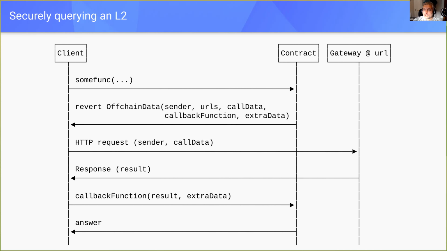We call the callback function that it told us to call with the data we got back from the gateway and with some extra data that lets it keep context from its original call. And the contract does whatever it needs to do and returns an answer to the client, in the same fashion as a regular call would have done. And so the upshot of this is that you can use this for any sort of off-chain data fetch. But the case we have particularly in mind is working with L2s and working with proofs.